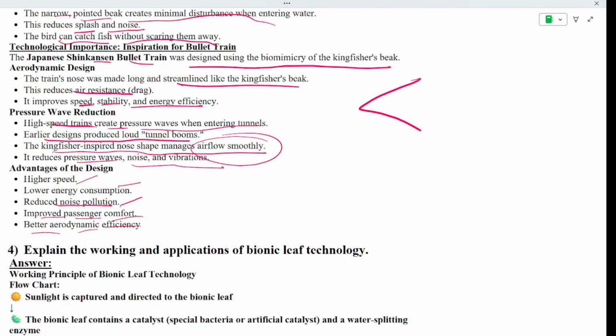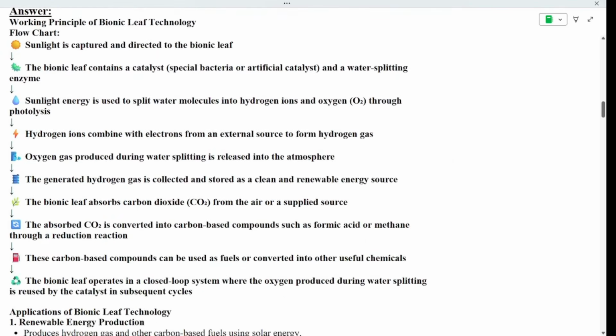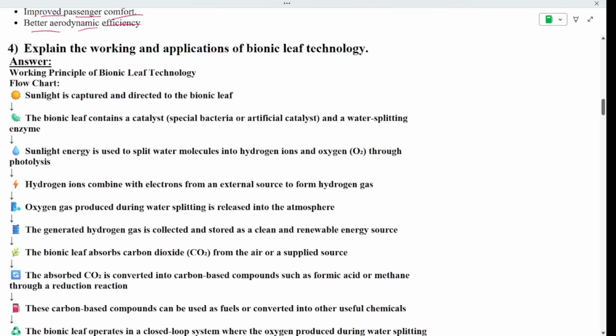The Kingfisher's beak is obviously used while flying. When it is flying, air efficiency is higher and energy consumed is less. So they kept that in mind and designed the bullet train accordingly. Next, the fourth question is about the working and principle of bionic leaf technology, which is again important. This is one of the short questions. I'll tell you how you can remember it.